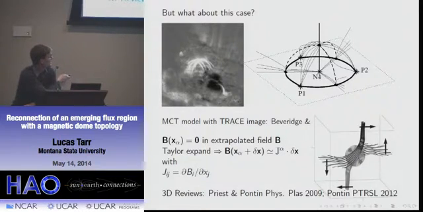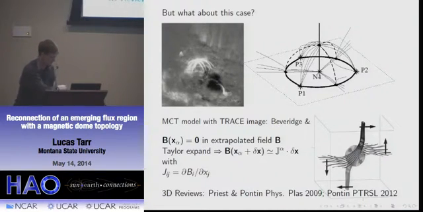This is a zoomed-in view from Pontin's paper from 2012, in Philosophical Transactions of the Royal Society of London. This is zoomed in around that null point. The null point is in here. This grayed circular region is the region of enhanced resistivity around the null. This bundle of field lines corresponds to the spine field line, and these diffuse ones on either side are in the area of the dome itself, the fan.